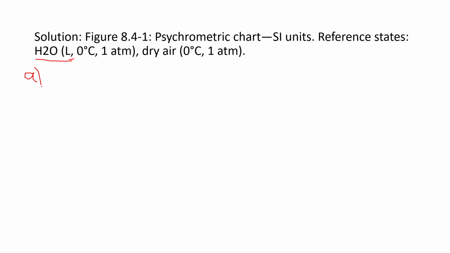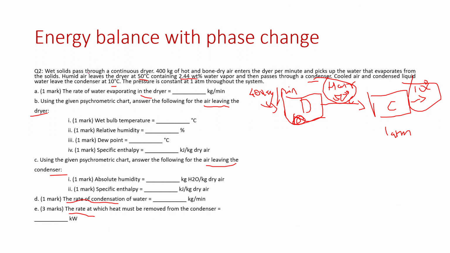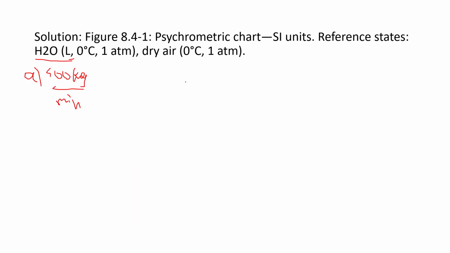So the rate at which air is entering is 400 kg per minute. And in the question itself they have given that the humid air leaving the dryer contains 2.44 weight% water vapor. So 400 into 2.44 weight% water vapor, to the kg of air that is present, remaining dry air, 97.56.